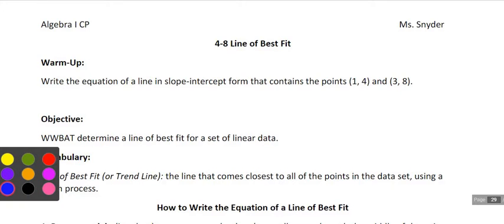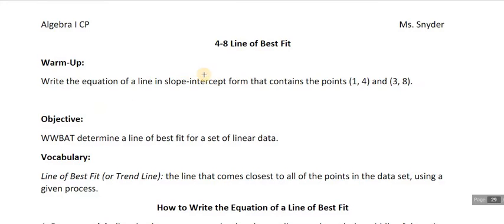So we have two ordered pairs, and we want to write an equation in slope-intercept form. So I need a slope and I need the y-intercept. So we want to start off by finding the slope. And in order to do that with two ordered pairs, we need to use our slope formula. Okay, so our slope formula says m equals y2 minus y1 over x2 minus x1.